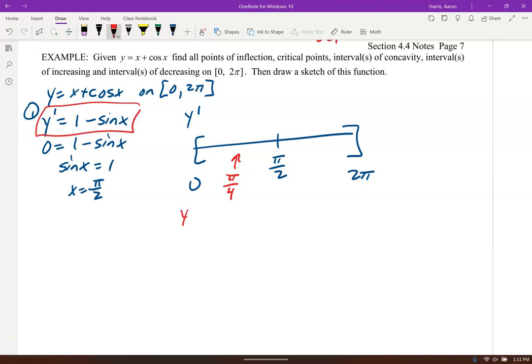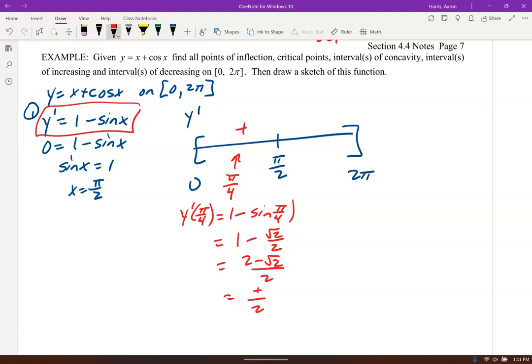So we got y prime of pi fourths equals 1 minus the sine of pi fourths, which is 1 minus root 2 over 2. So I got 2 over 2 minus root 2 over 2, which is 2 minus root 2 all over 2. Well, 2 minus root 2 is a positive number. All right, root 2 is like 1 point something, I don't know.